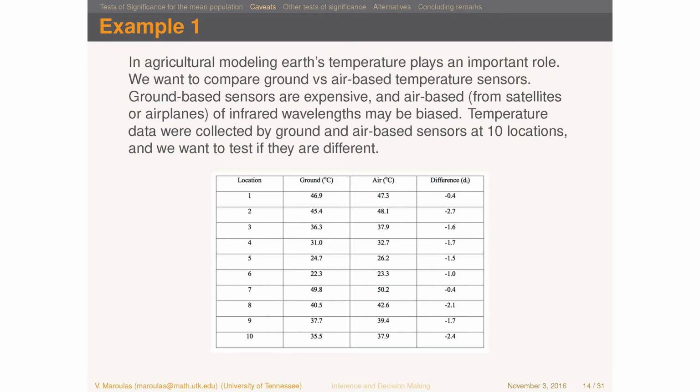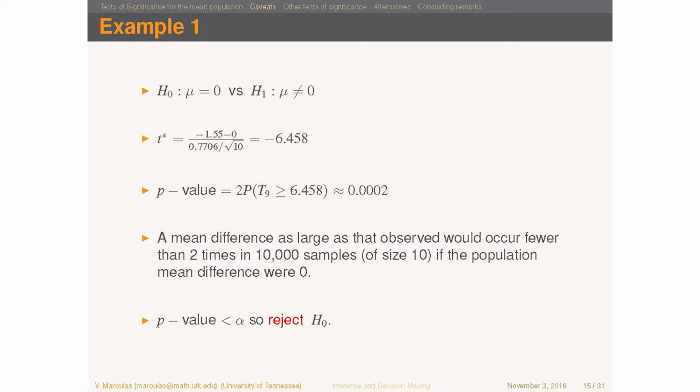Okay, so let's go back to this example. Remember, we have these 10 locations. You have the ground temperatures, the air temperatures, and this is the difference. And again, my test is the very same thing. I want to test the null hypothesis that the mean difference is equal to zero against the alternative hypothesis mu not equal to zero, and then you compute the t star now, not the z star, since it's a t distribution. The mean remains the same, negative 1.55, minus the hypothesized value over now the sample variance. You compute the variance of this data, which happened to be 0.7706, divided by the square root of the sample size, 10, and then you get another beautiful number, negative 6.458.